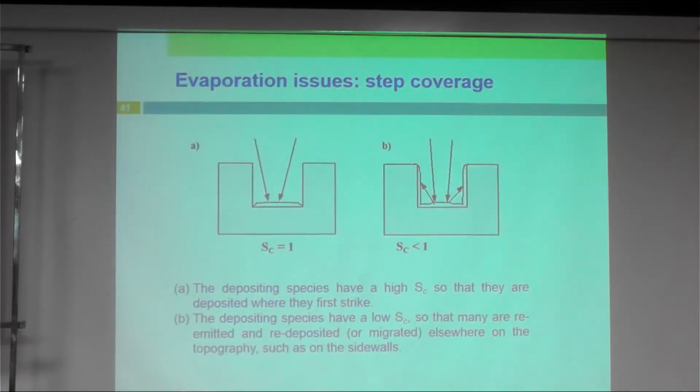And for the depositing, if you change a little bit, let's say you rotate or you have some angle of the materials to be deposited, then the depositing species with a high sticking coefficient are deposited where they first strike. The depositing species with a low sticking coefficient, many are re-emitted and redeposited as well, on non-topographic surfaces such as the sidewall.